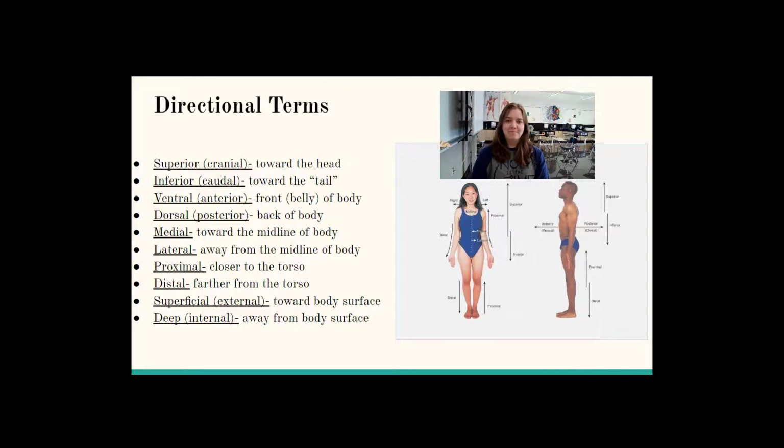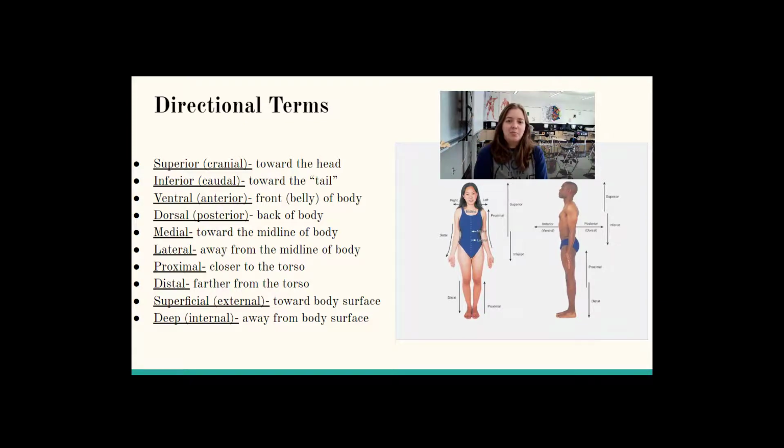Medial and lateral. Medial means towards the midline of the body, and lateral means away from the midline of the body. So my nose is medial to my ears, and my ears are lateral to my nose. Proximal and distal. Proximal means closer to the torso, and distal means farther away from the torso. So for example, my elbow is proximal to my wrist, meaning my elbow is closer to my trunk than my wrist is, and my wrist is distal to my elbow.